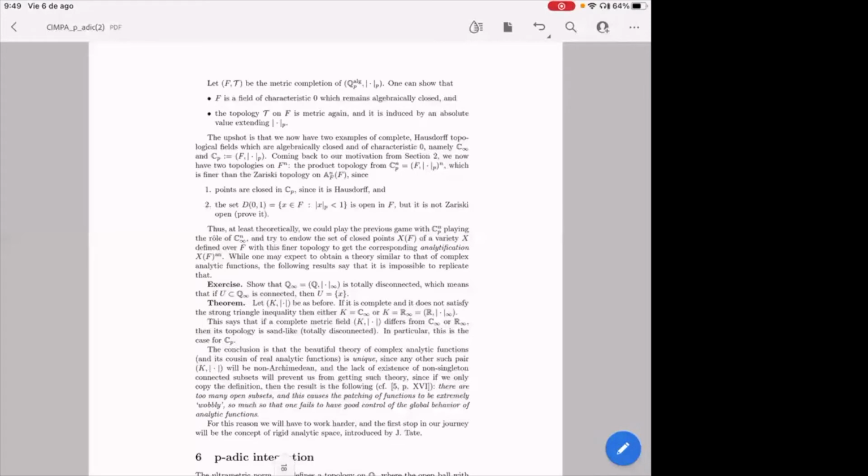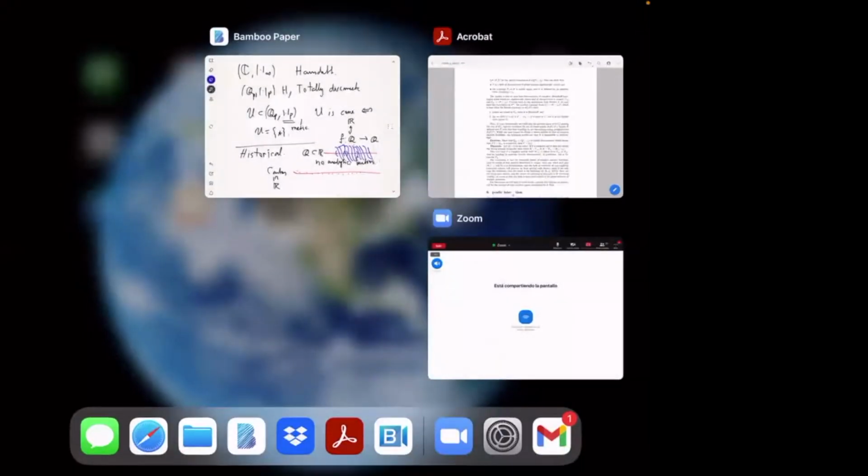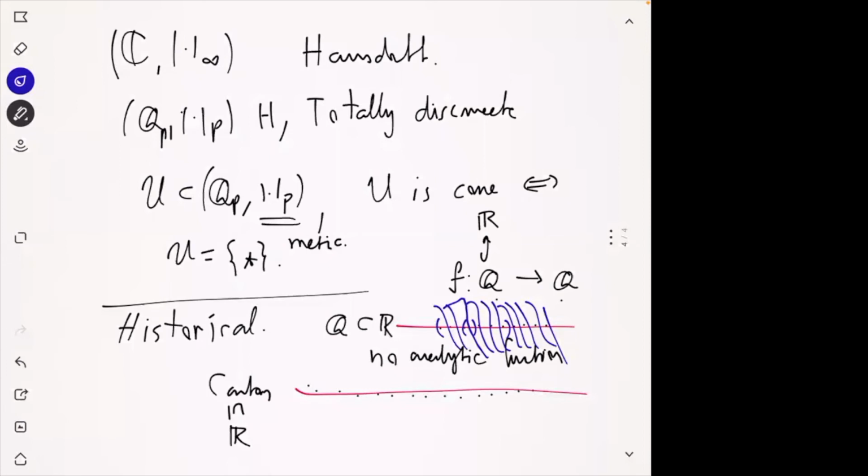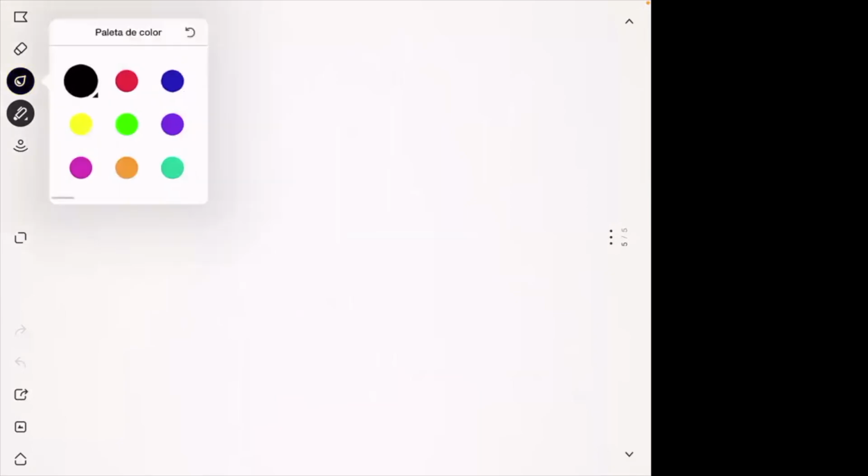Thank you. So I got a little ahead of myself last time. As I said, you have to worry about details here. So what we do is the following. You have here your complex numbers. This guy is already a Hausdorff topological field. It is also Banach in the sense that it is complete.